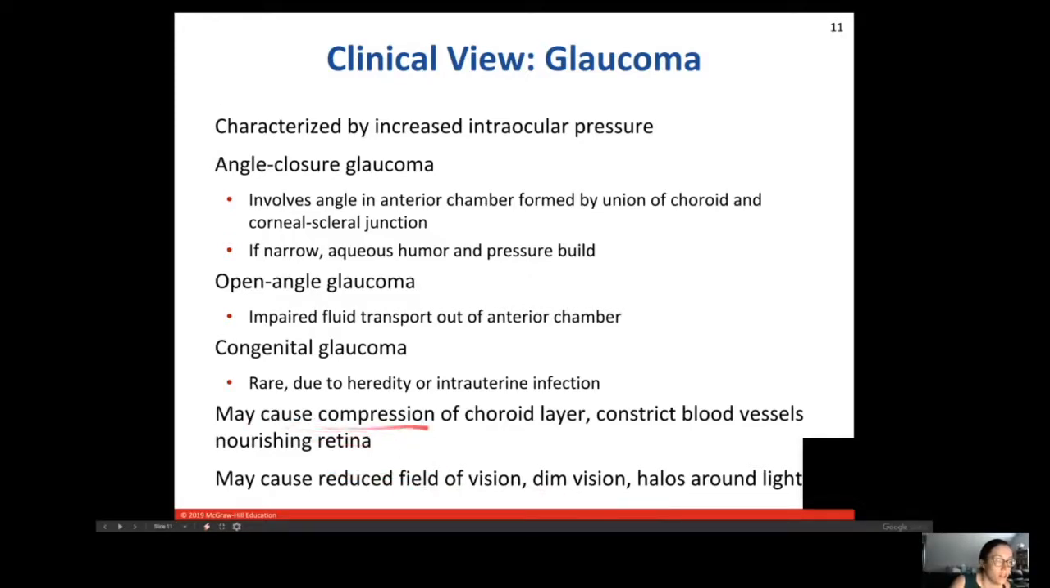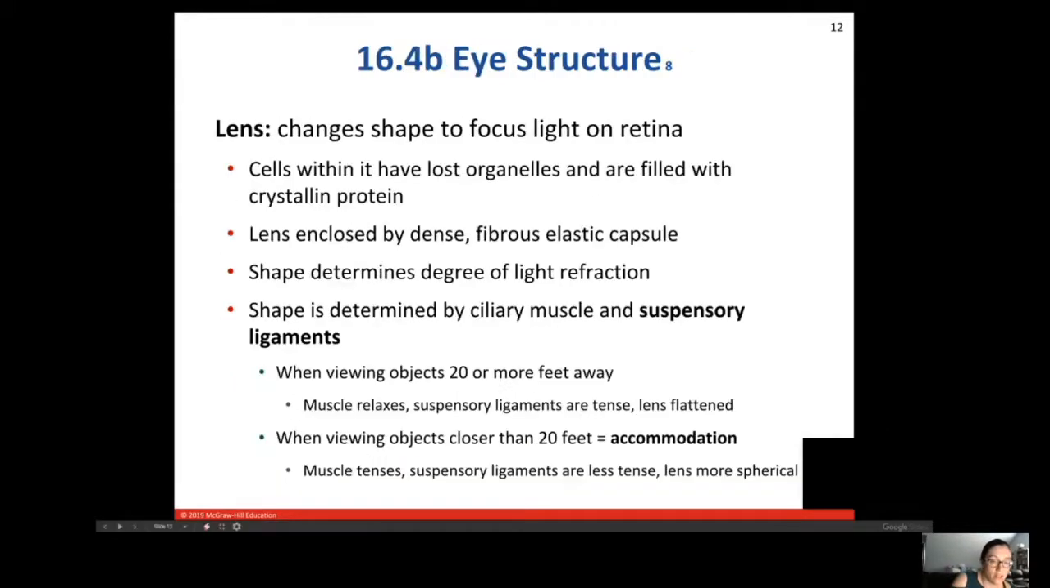When it does increase the pressure inside your eye, it can compress the choroid layer. Remember, the choroid layer is the back of the eye that has all the blood vessels that nourish the retina. And if we squish the blood vessels and close them, we can't get blood through, and so blood is not going to be able to go to and nourish the retina. And so this can cause retinal problems, reduced field of vision, dim vision, or halos around lights.